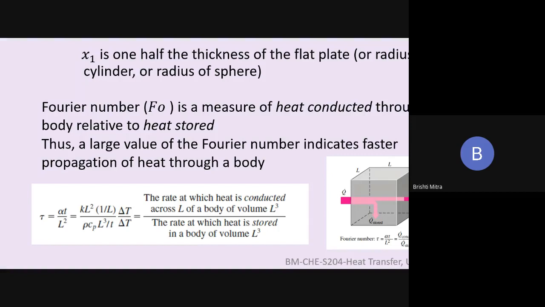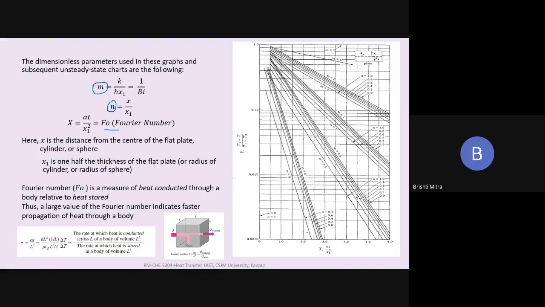And the denominator is the rate at which heat is stored in a body which has a volume of L cube. So essentially, the Fourier number is a ratio of the heat conducted through the body to the heat which is stored in the body. Now, how do I do the calculations or find out the temperatures?